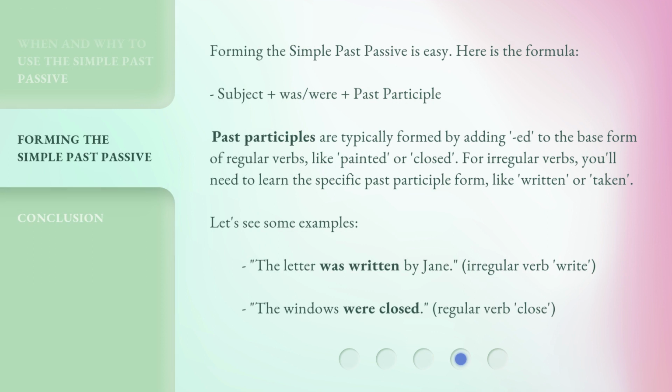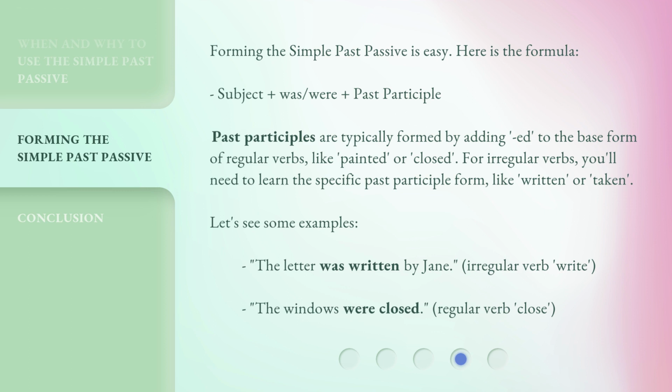Forming the simple past passive is easy. Here is the formula: subject plus was, were plus past participle. Past participles are typically formed by adding ed to the base form of regular verbs, like painted or closed. For irregular verbs, you'll need to learn the specific past participle form, like written or taken.